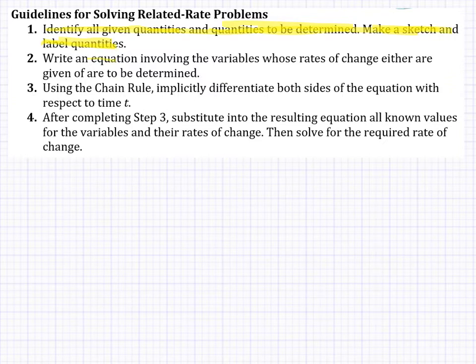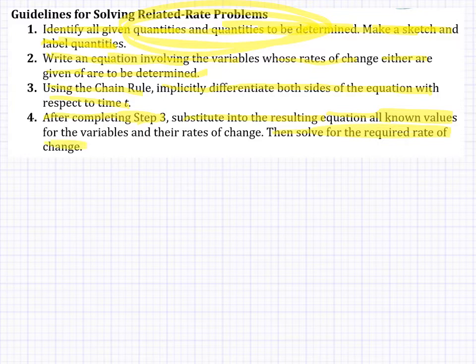Second, write an equation involving the variables whose rates of change either are given or are to be determined. So figure out what equation relates all the quantities that you have and need to be determined. Once you have the equation that you know you need to work with, use the chain rule to implicitly differentiate both sides of the equation with respect to t, just like we did. After we complete that step, step 3, substitute in all the resulting equation parts that we know, and then solve for the remaining parts that you want to find.